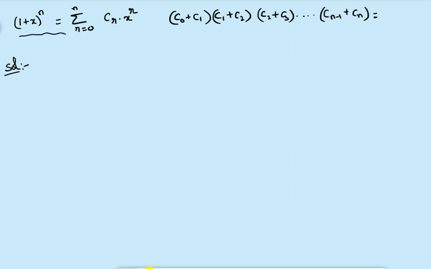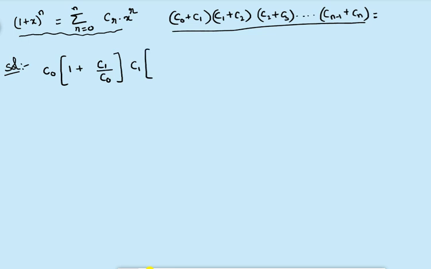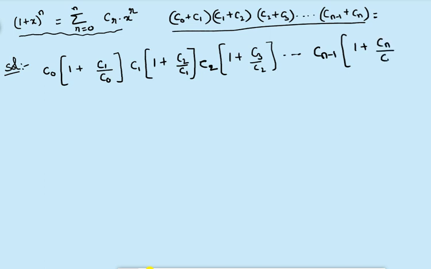So here this is the information given. Yes, this one we know. He is asking to find this particular value. Then if you take C0 common, what will we get? 1 plus C1 by C0. If you take C1 common, 1 plus C2 by C1. Next if you take C2 common, 1 plus C3 by C2, and so on. Finally if you take Cn minus 1 common, we will get 1 plus Cn divided by Cn minus 1. I hope everyone knows this particular standard result.